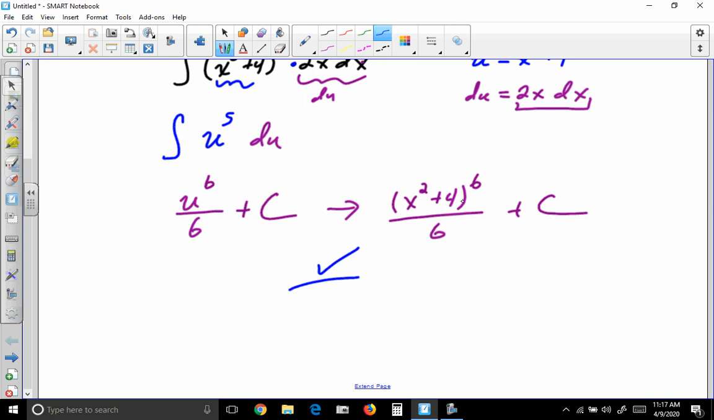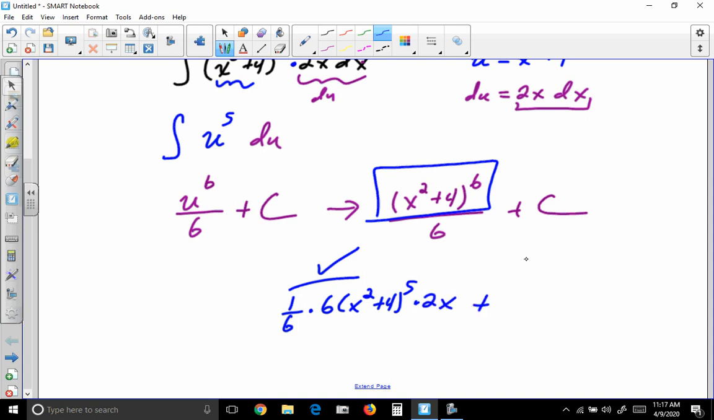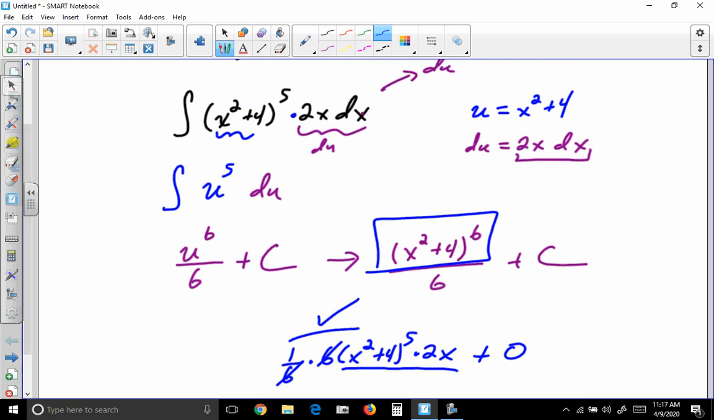If we were taking the derivative of this, we would have to use the chain rule. The 6 on the bottom, we could let be a coefficient. So if we take the derivative of that part, we would bring the 6 down. We would do x squared plus 4 to the 1 less power. But then we would have to take the derivative of the inside, and the derivative of the inside function is 2x. When we take the derivative of a constant, that's just 0. So this 6 and that 6 cancel. We're left with (x squared plus 4) to the 5th times 2x, which is what we had at the beginning. So yes, what we have here is the correct antiderivative.